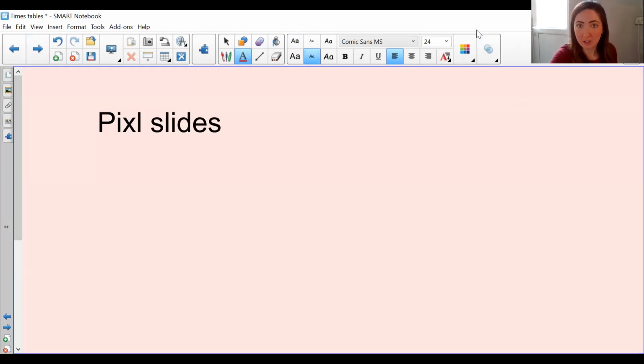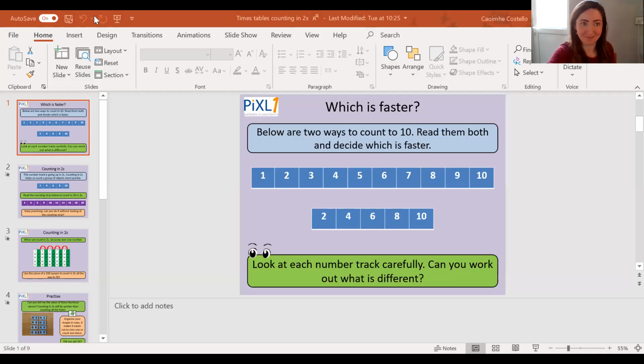Okay, so I'm going to stop my share for a minute, and we are going to have a look at our slides for today's times tables lesson. Bear with me a moment. Okay, right.